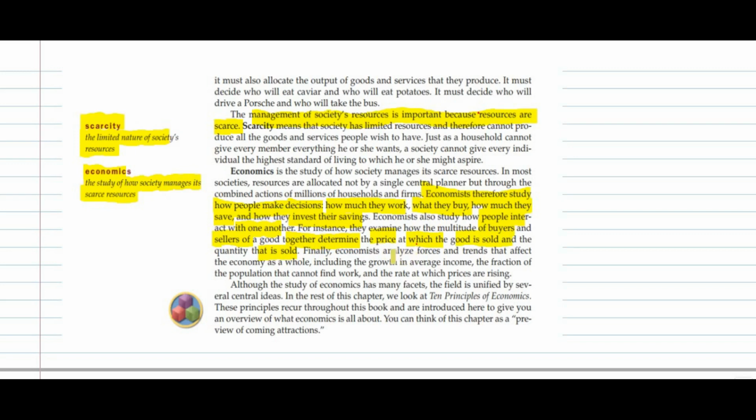And then finally, economists analyze forces and trends that affect the economy as a whole. For example, the rate of inflation, meaning the rate at which prices are rising, the growth in average income, and the fraction of the population that cannot find work, meaning unemployed people. So these are the fields which economists focus on and want to study.